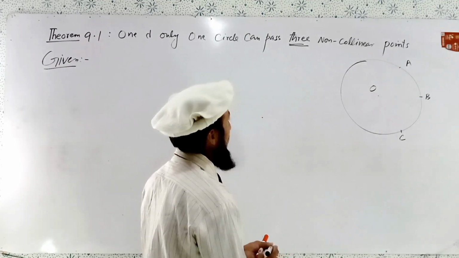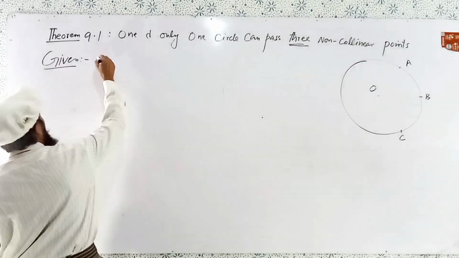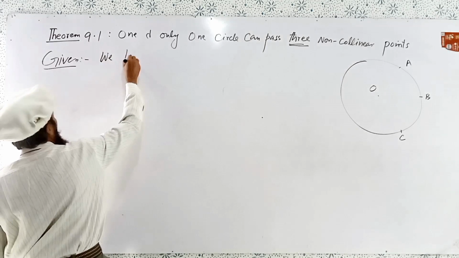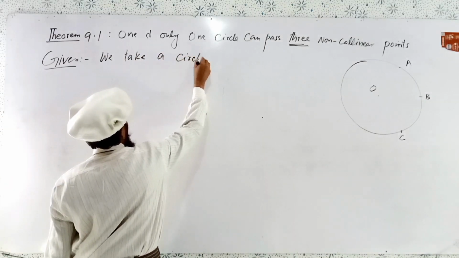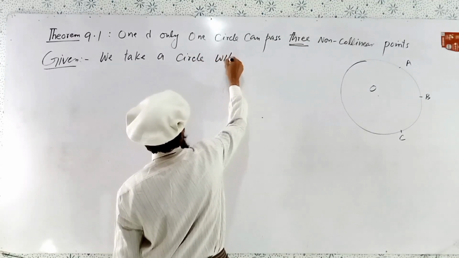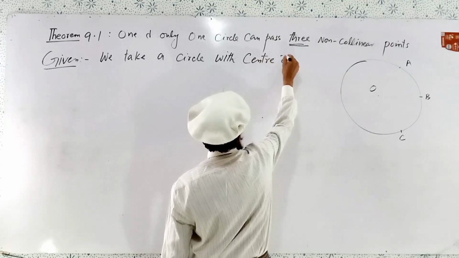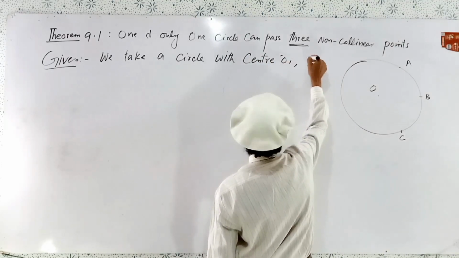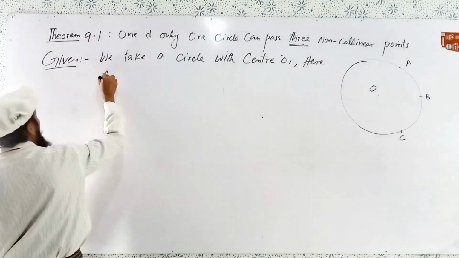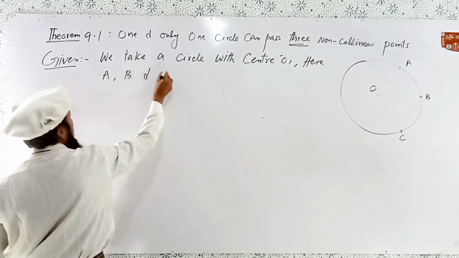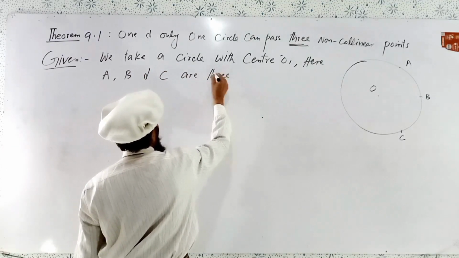Now here A, B and C are three points. We write the given statement: we take a circle with center O. Here A, B and C are three non-collinear points.